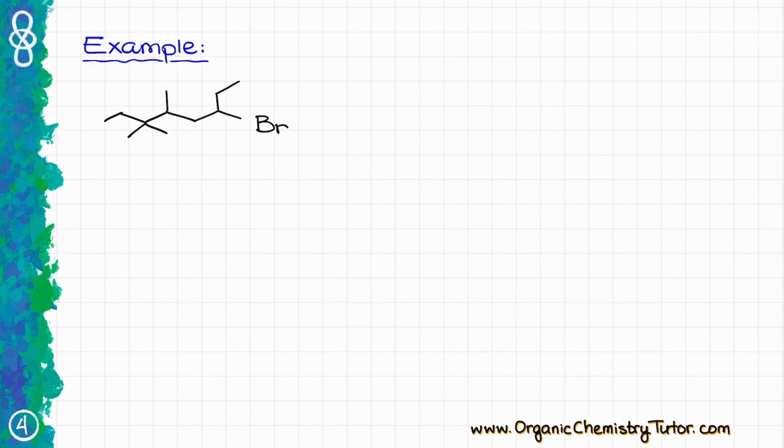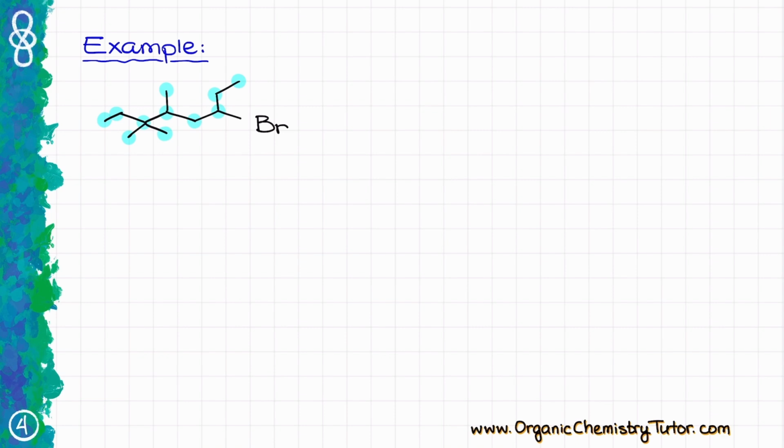Alright. Let's now try to go back from the line structure to a Lewis structure and look at this molecule. So the first thing that I want to do when I have something like that, I want to count my carbon atoms. So I have 1, 2, 3, 4, 5, 6, 7, 8, 9, 10, and 11 carbons over here.